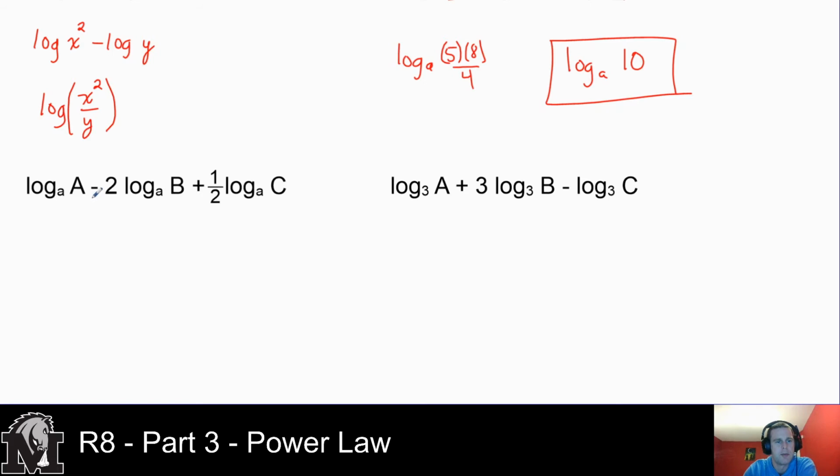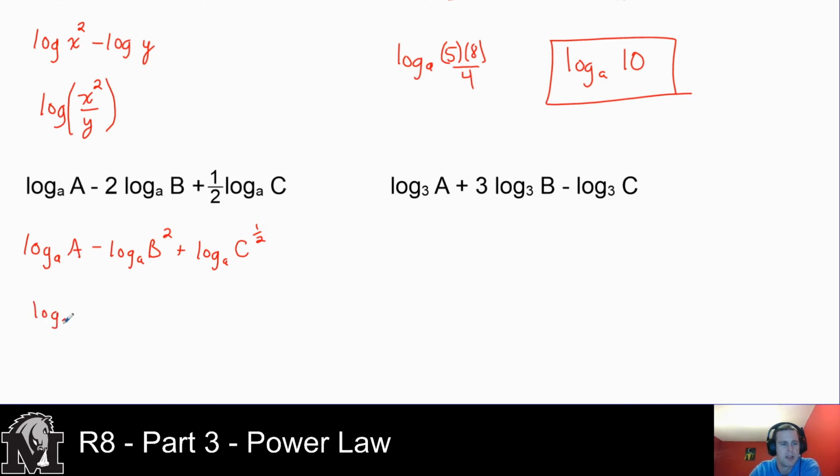Log base a of a minus 2 log base a of b plus 1/2 log base a of c. So we have all three log rules applying right here. We have the coefficient in front of the logarithm, actually two different ones, so both of these numbers are going to become exponents. And then we have something that's going to a denominator and something that's going to a numerator. So I'm just going to do this one step at a time. So we're going to put the 2 as an exponent. Then we're going to put the 1/2 as an exponent as well.